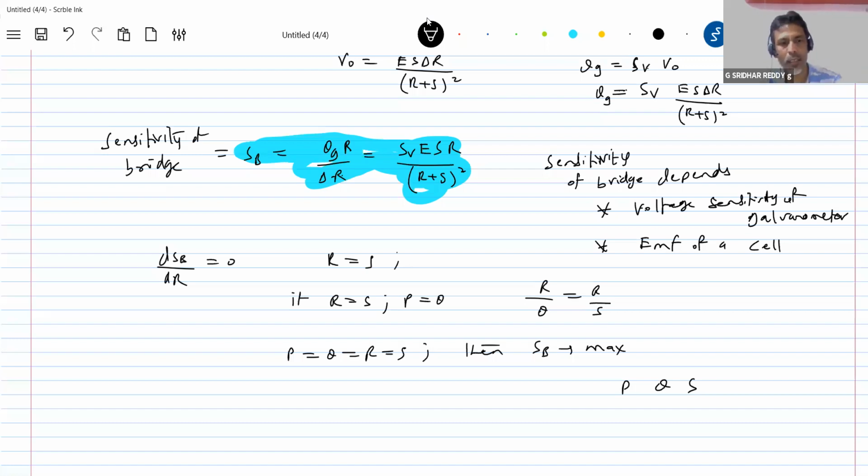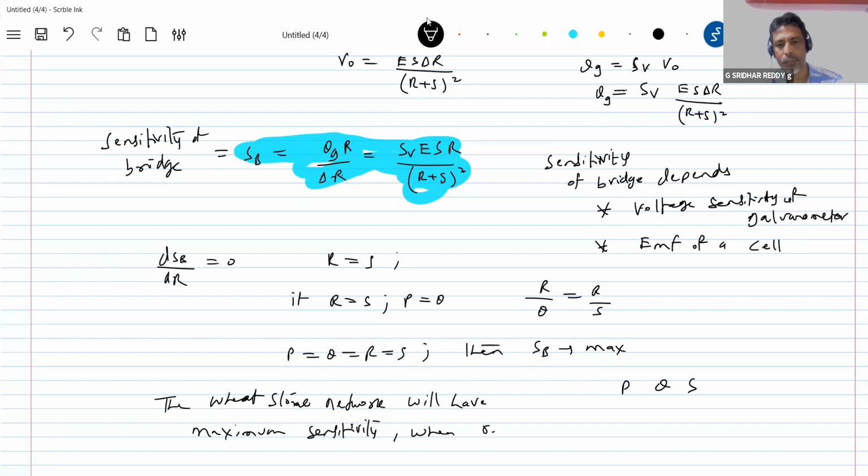So the Wheatstone network will have maximum sensitivity when the resistance of the arms are equal. I think this is a question that was asked in 2017.